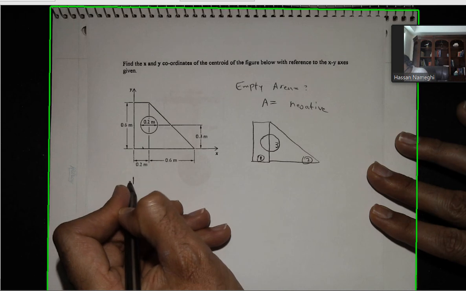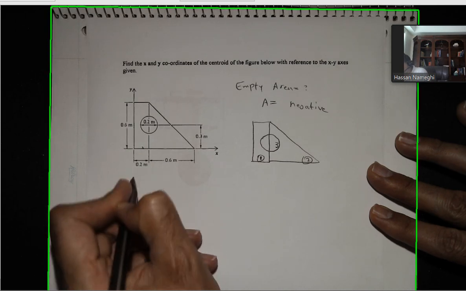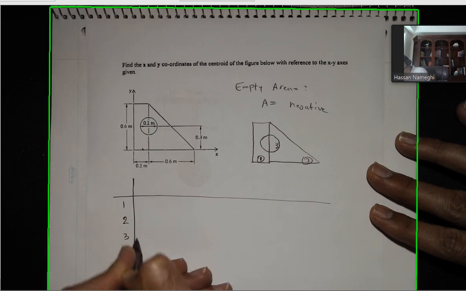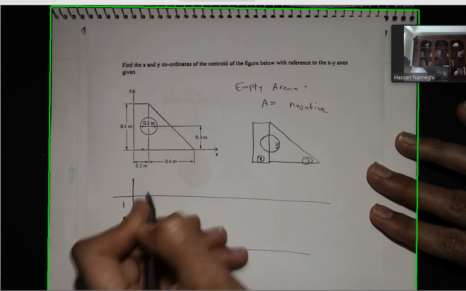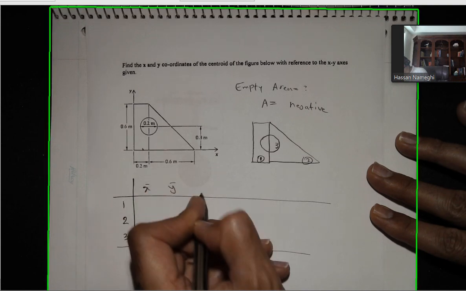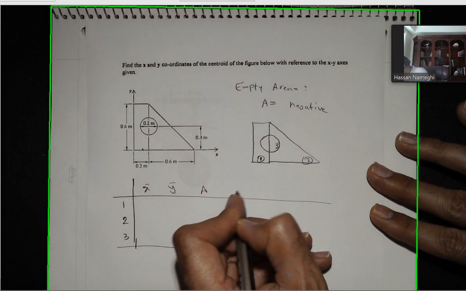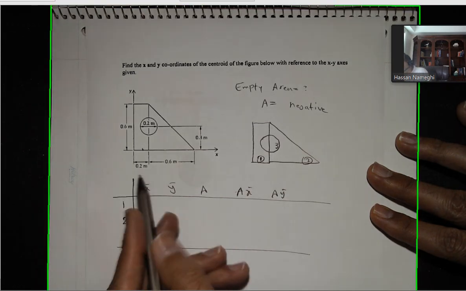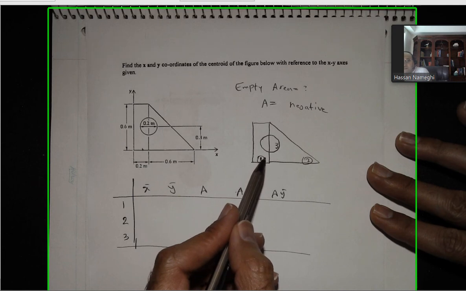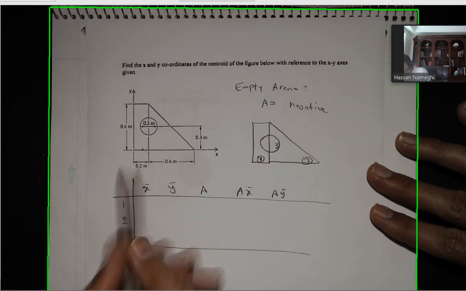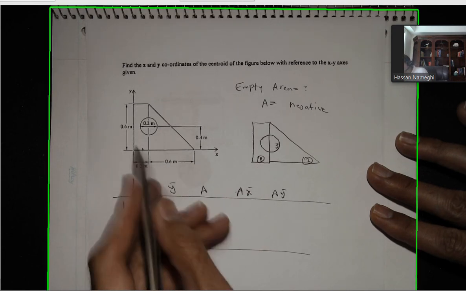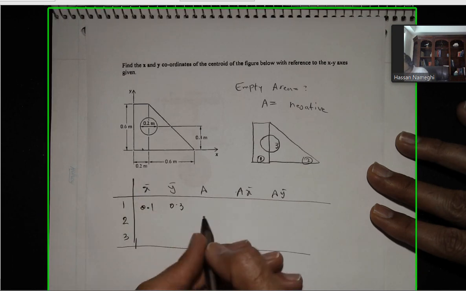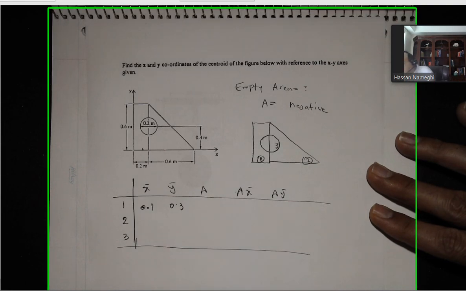For shape 1, I can actually draw that table I was talking about. Shape 1, shape 2, shape 3. And then put here x bar, y bar, A, then Ax bar, Ay bar. So for shape 1, which is this rectangle, the x is 0.1, the y is 0.3. The area of it is 0.2 times 0.6, which is going to be 0.12.